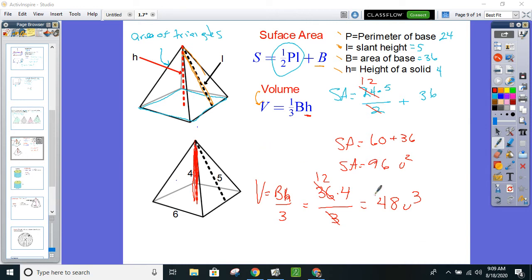Now, even though this number is numerically bigger, this amount is much greater because of these units cubed. Units cubed. All right.